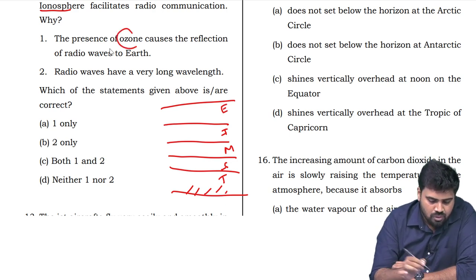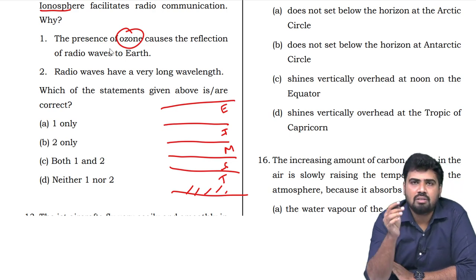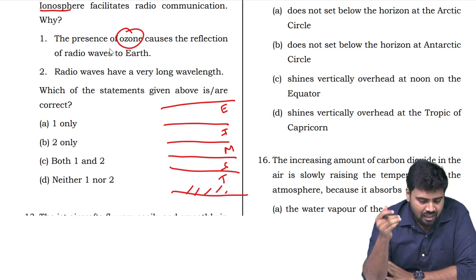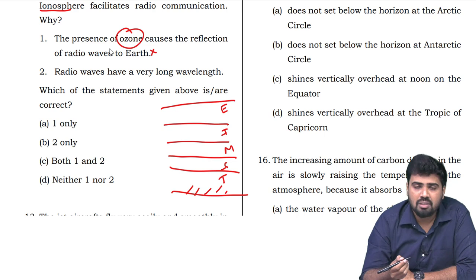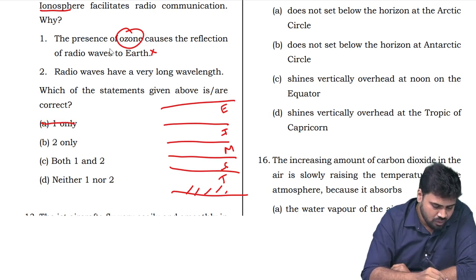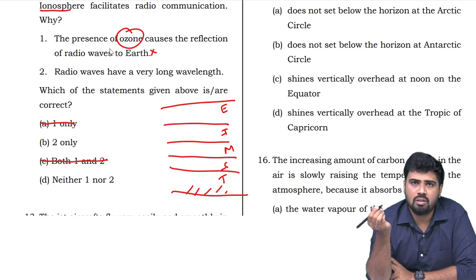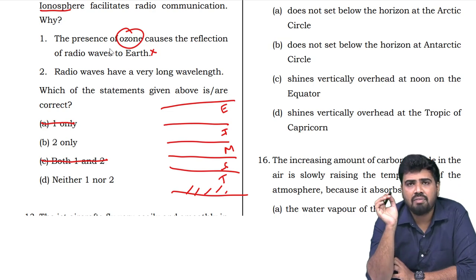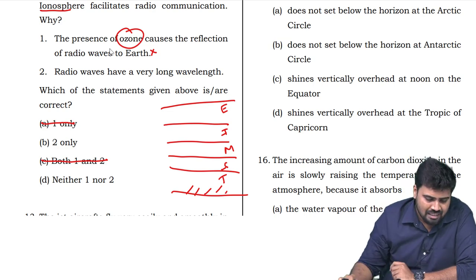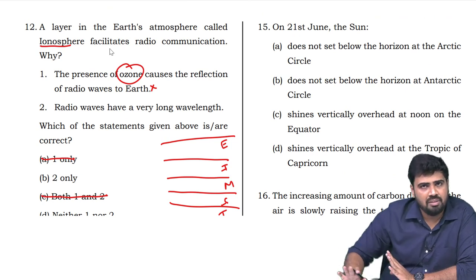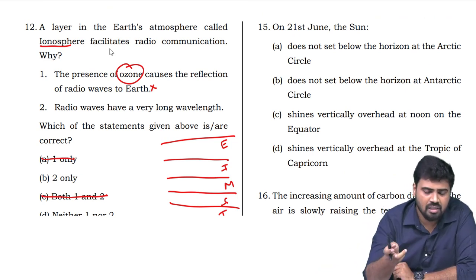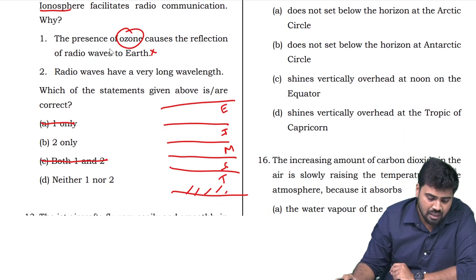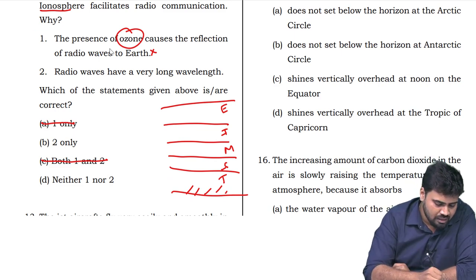The presence of ozone causes the reflection of radio waves into Earth. Very basic question. So ozone is in the stratosphere, so it is not in the ionosphere. So the first statement is definitely wrong. So the answer cannot be one only or both one and two. Okay, radio waves have a very long wavelength. Yes, radio waves have a very long wavelength, it is true, but considering the question, it is not supportive, right? Radio waves have a very long wavelength, but how does the ionosphere facilitate radio communication? So it is nowhere related to that. So even though the second statement is correct, for the question it is not true.